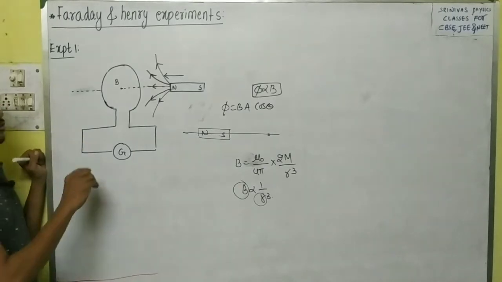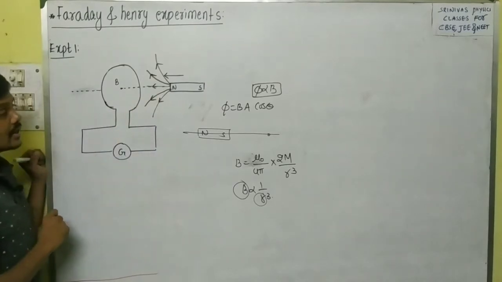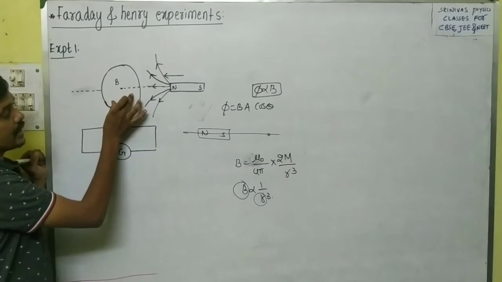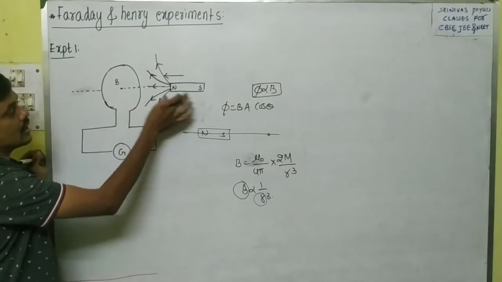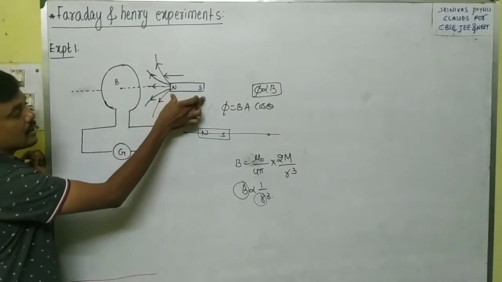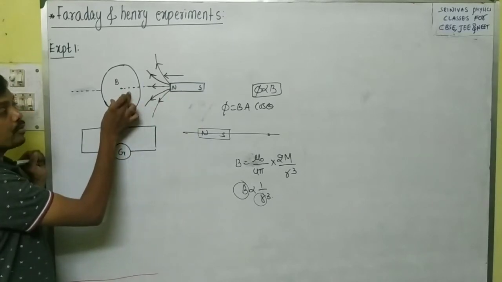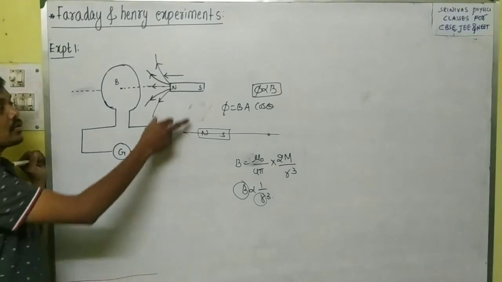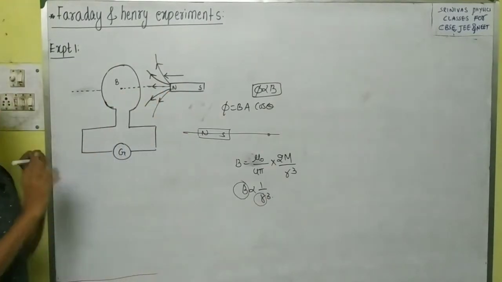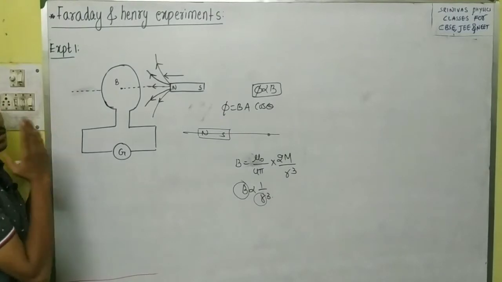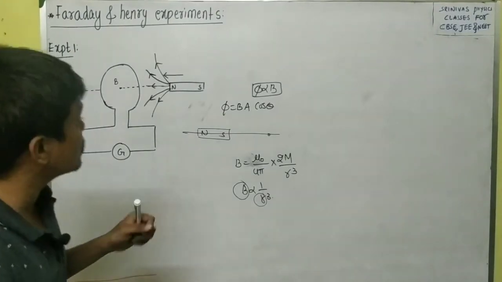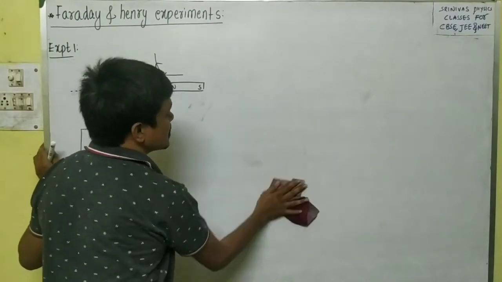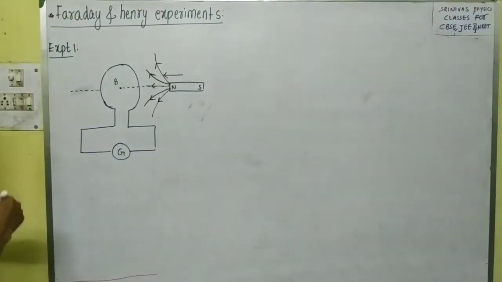From this, one more thing they did: instead of keeping the loop at rest and the magnet in motion, they kept the magnet at rest and moved the loop, and they also observed the same thing. That means the final conclusion from this experiment 1 is that the relative motion between the magnet and the loop induces current or EMF in the loop.